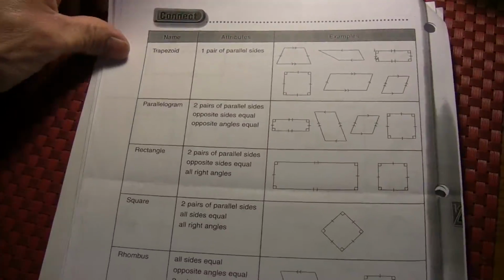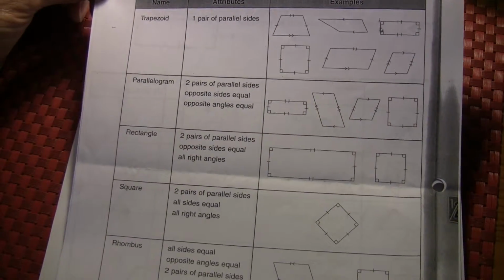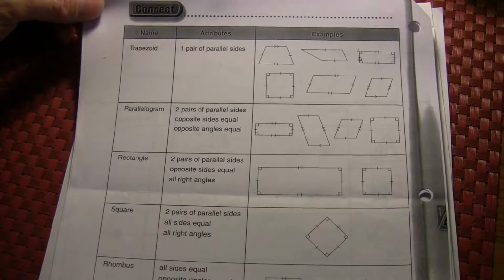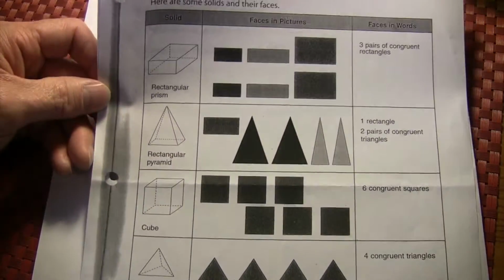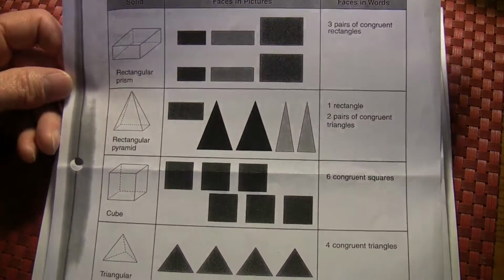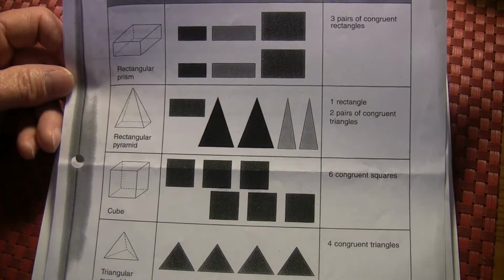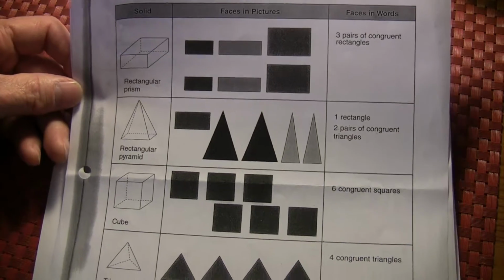For this test, it's highly recommended that you look over and study carefully page 90 of your study packet, which lists all the attributes and the names of the quadrilaterals you need to know for this test. Also take the time to study page 101 of your packet. It lists all the solids that we need to know for this test and the features in terms of its faces, edges, and vertices.